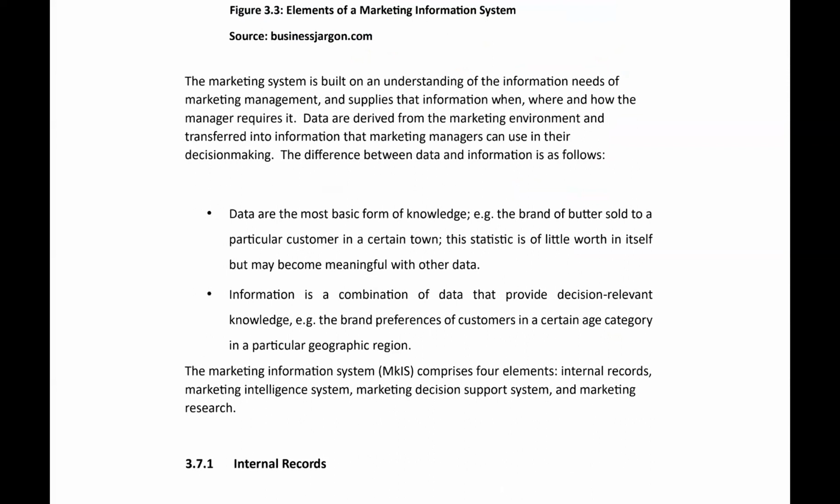Okay, so the marketing system is built on an understanding of the information needs of the management. This supplies that information when, where, and how the management requires it. Usually these data are derived from the marketing environment. They are transferred into the information that marketing managers can use in their decision making.